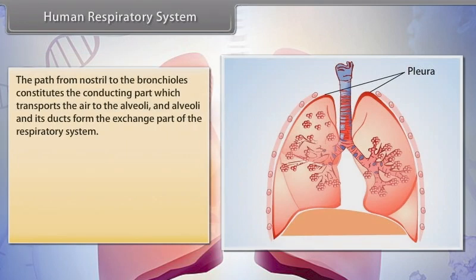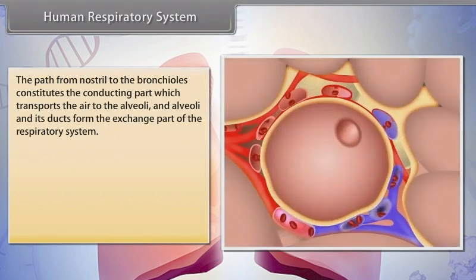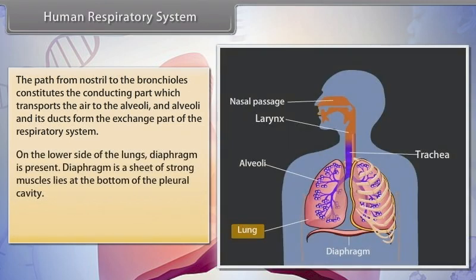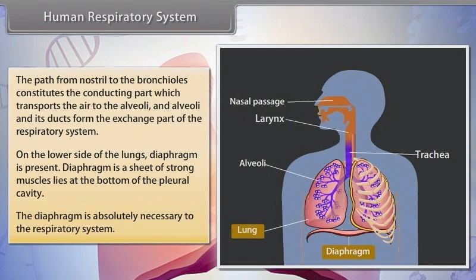The path from the nostril to the bronchioles constitutes the conducting part, which transports the air to the alveoli, and the alveoli and their ducts form the exchange part of the respiratory system. On the lower side of the lungs, the diaphragm is present. The diaphragm is a sheet of strong muscle that lies at the bottom of the pleural cavity. The diaphragm is absolutely necessary to the respiratory system.